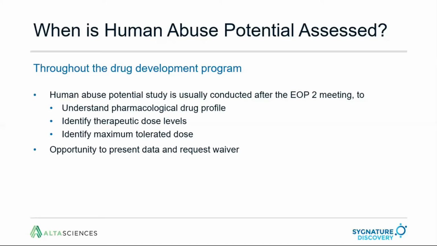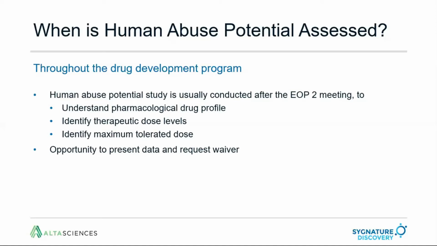And this will be entirely dependent on the data collected and whether or not you have certain adverse events that we'll discuss shortly that are presenting themselves that would warrant further investigation. The human abuse potential study is conducted in this phase as at this stage sufficient data has been collected to understand the pharmacological drug profile, the therapeutic and maximum tolerated dose levels have been identified, and this information is required to design a robust human abuse potential study. So for these reasons, they're conducted a little later in the program.